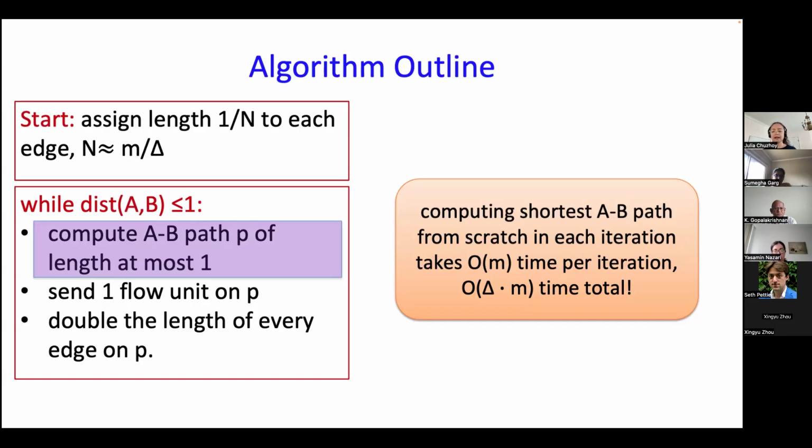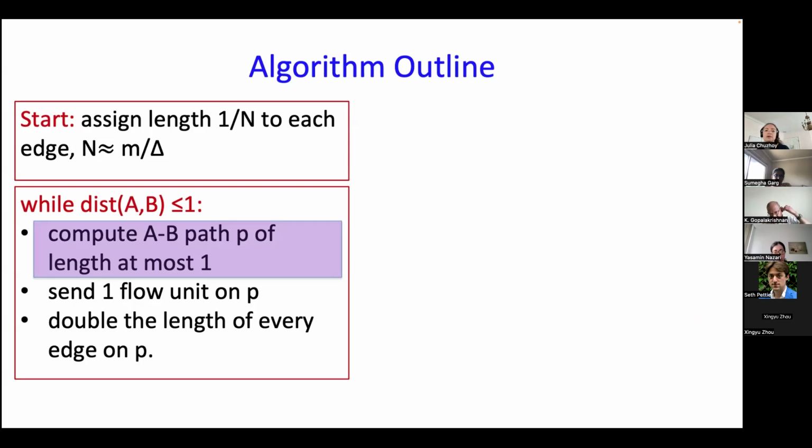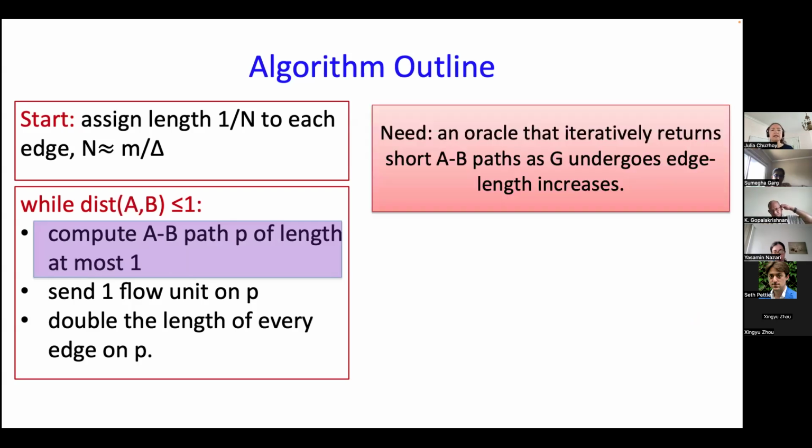So our hope is that we don't really need to compute this path from scratch in every iteration because we are working with roughly the same graph. It just changes a little bit. So we hope we can maintain some additional data structure that will allow us to report this path faster. What we need is an algorithm that does exactly this, that in every iteration will give me a short A to B path if it exists. I'm going to call this algorithm an oracle. So what we want is a fast oracle.